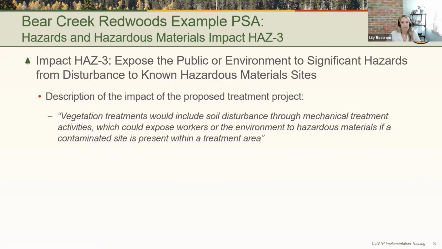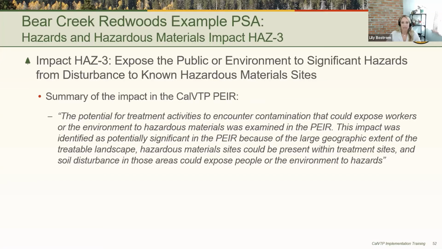So the first step of the 5-step process is to describe the impact of the proposed treatment project. So for Bear Creek Redwoods, vegetation treatments would include soil disturbance through mechanical treatment activities, which could expose workers or the environment to hazardous materials if a contaminated site is present within a treatment area. Next slide, please.